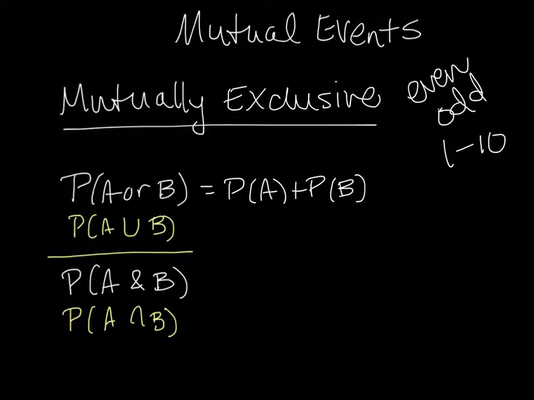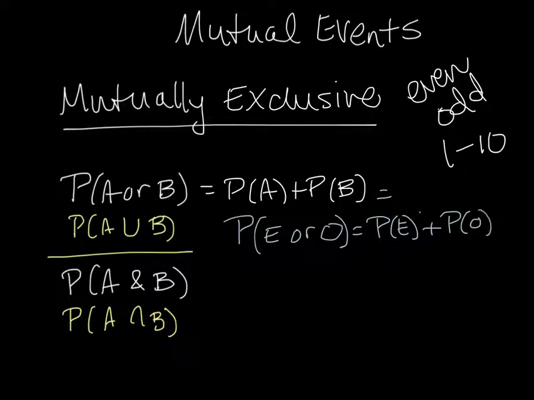Now if we look at this specific example, let's find the probability of even or odd. So what's the probability it's even plus the probability it's odd? If I look at the numbers 1 through 10, I've got 5 of them that are even out of 10. And the probability it's odd would be 5 out of 10 also. When I add those together, I get 10 out of 10. So the probability it's even or odd is going to be 100% or 1.